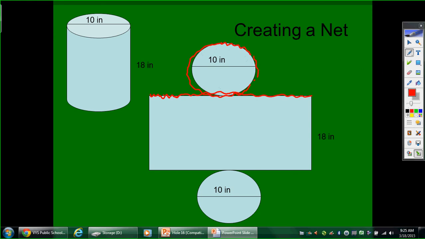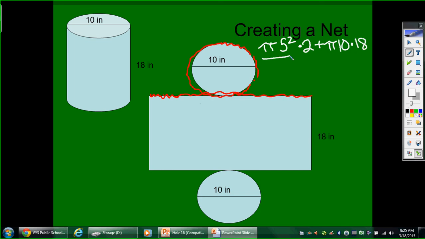If I'm looking for the area of this shape, I'm going to do pi times my radius, which would be half of 10, squared. Pi r squared would give me the area of this circle, and I actually have two of those, so I'm just going to double that, times 2. And then I need to add the area of this rectangle, and if you recall, this length right here is congruent to the circumference, which is pi times diameter times, that's this length, pi times diameter times height, times 18.